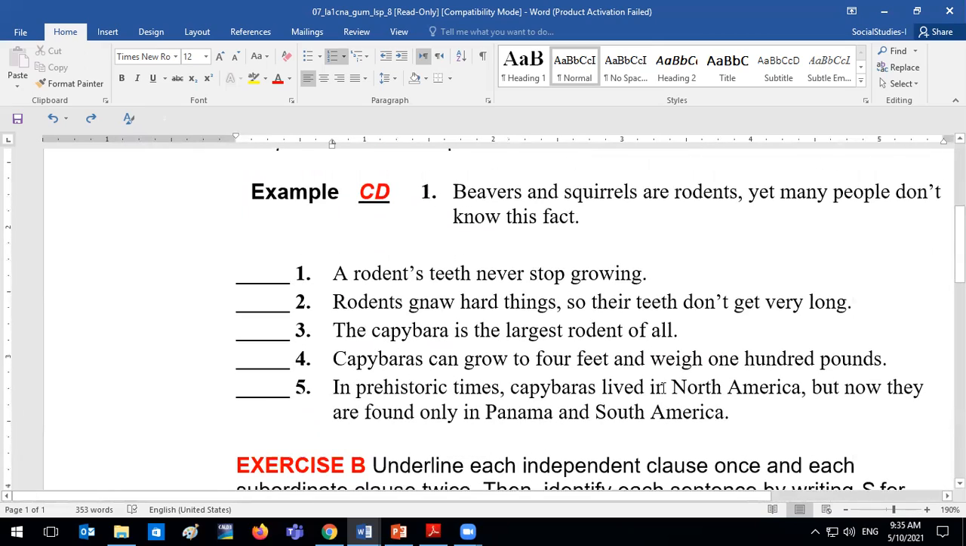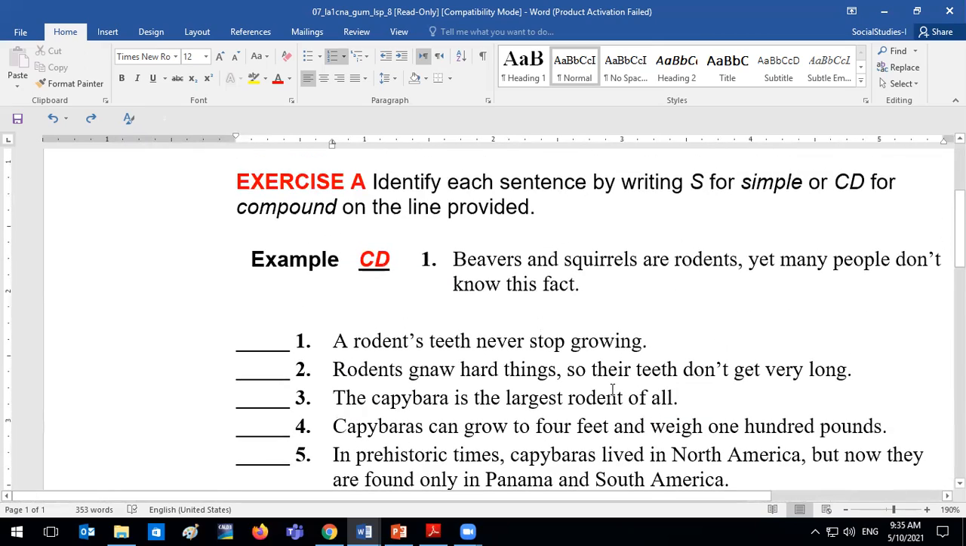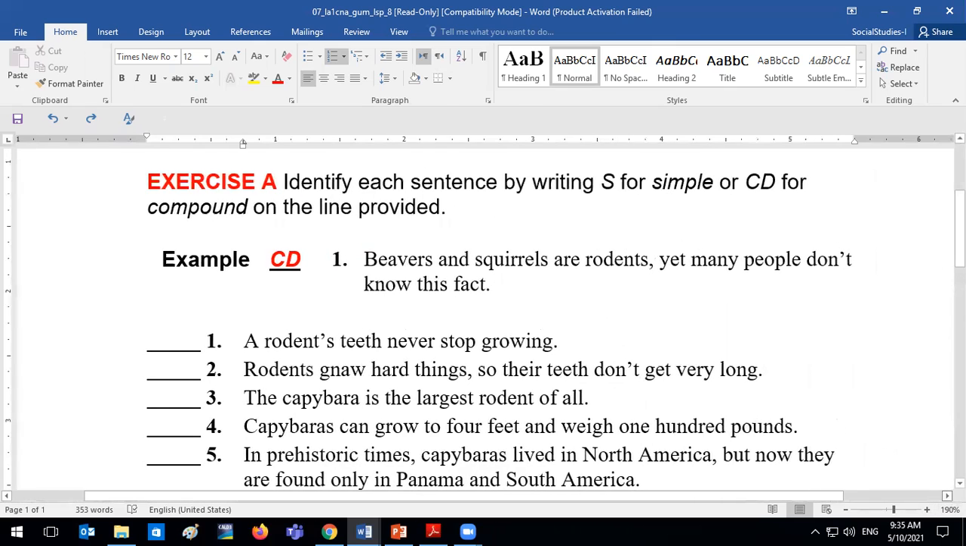Okay, the first part is made up of 5 questions, and as you can see here, let's read the instructions together. Here you're going to identify each sentence by writing whether it is S for a simple sentence, or we're going to put the abbreviation CD for a compound sentence.